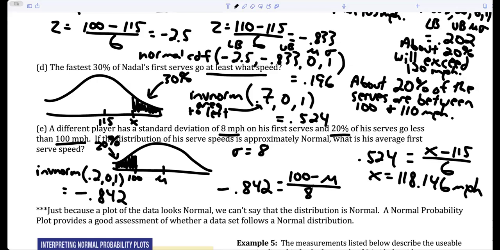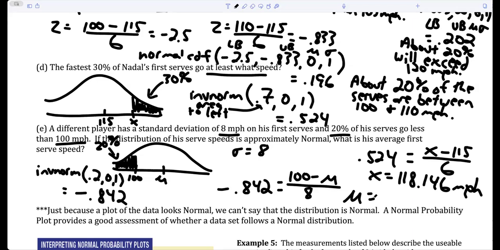And so now I'm going to algebraically solve for mu. So multiply negative 0.842 times 8, and then subtract 100, and then divide by -1. And again, mu should be a positive value in the context of the problem. It has to be positive, right? Because we're dealing with speed, miles per hour.